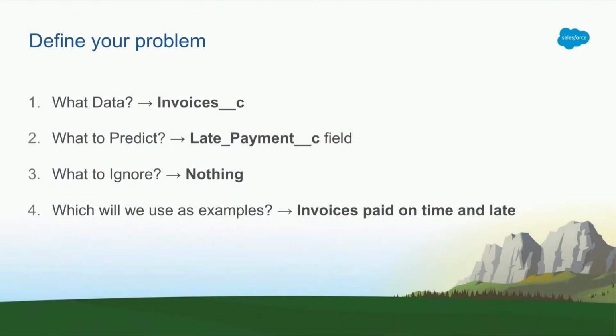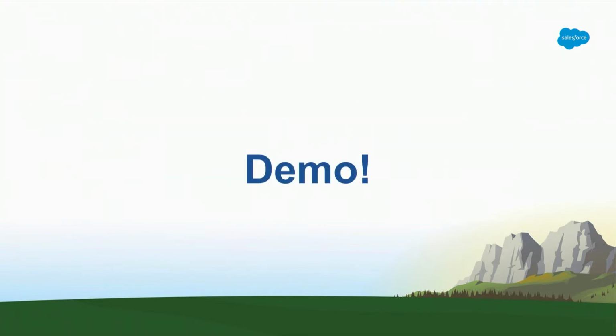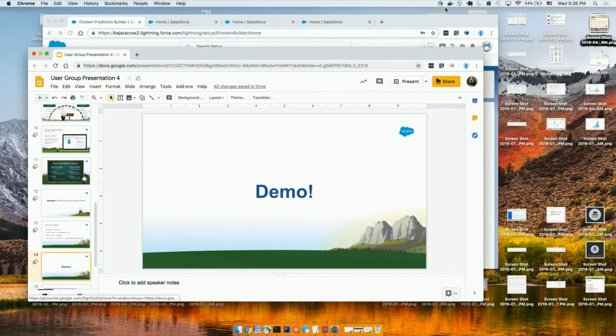So like I was just saying, we would want to target the invoices object. We are going to predict based on the late payment field, the checkbox field. We're not going to ignore anything, and we will use as examples for the prediction invoices paid on time and late. So with that said, let's go to the demo. Are there any questions up to this point?